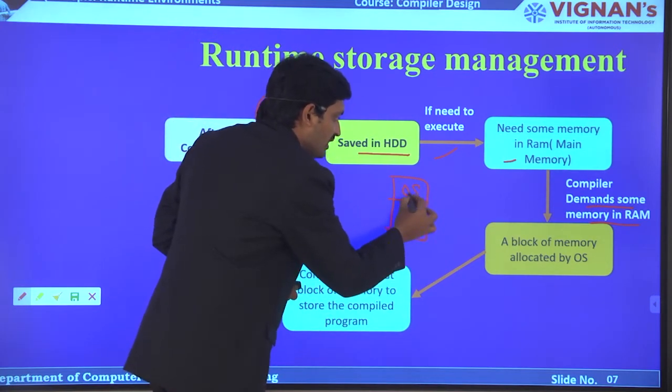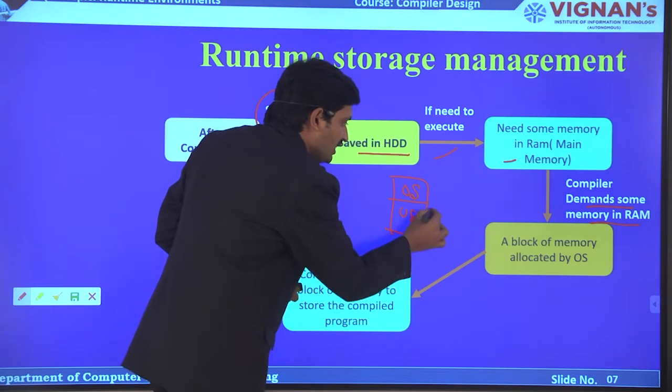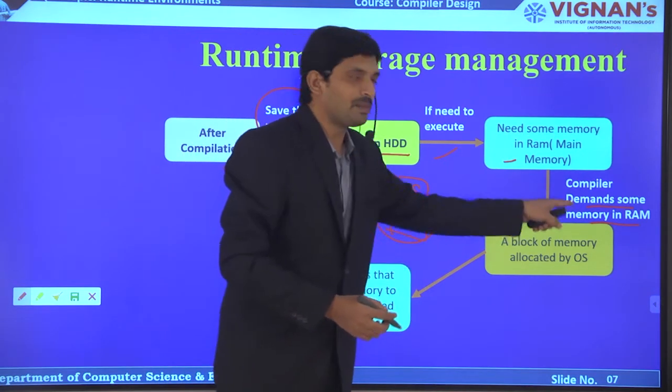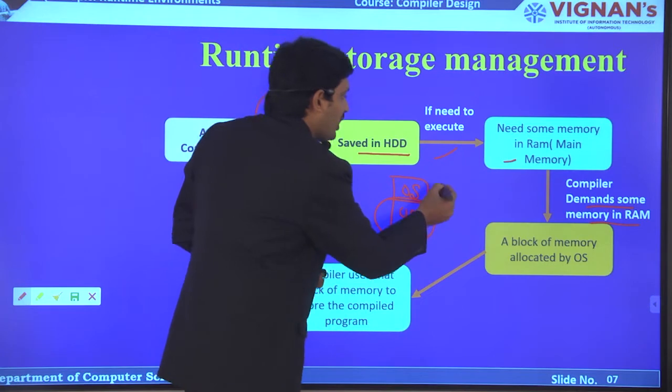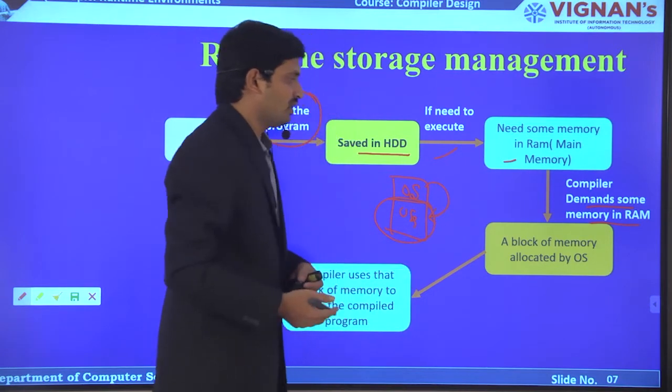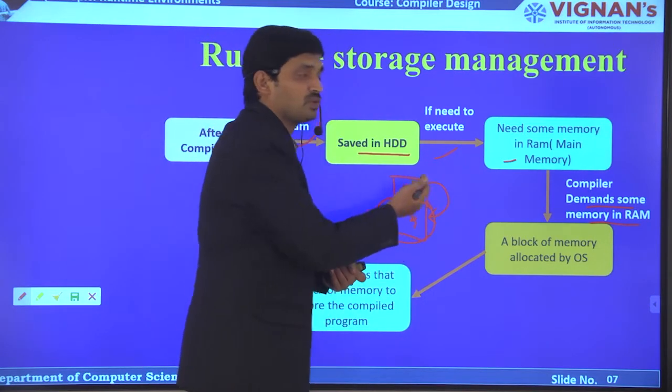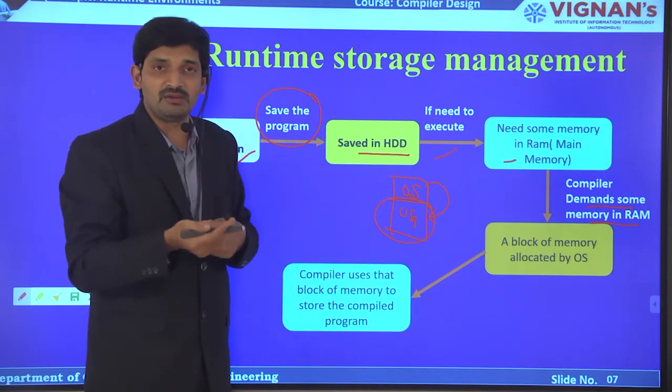What we said in the last slide: this is the user space. In this user space, the compiler demands some memory from the operating system. Okay, then the operating system checks whether the memory is available or not.